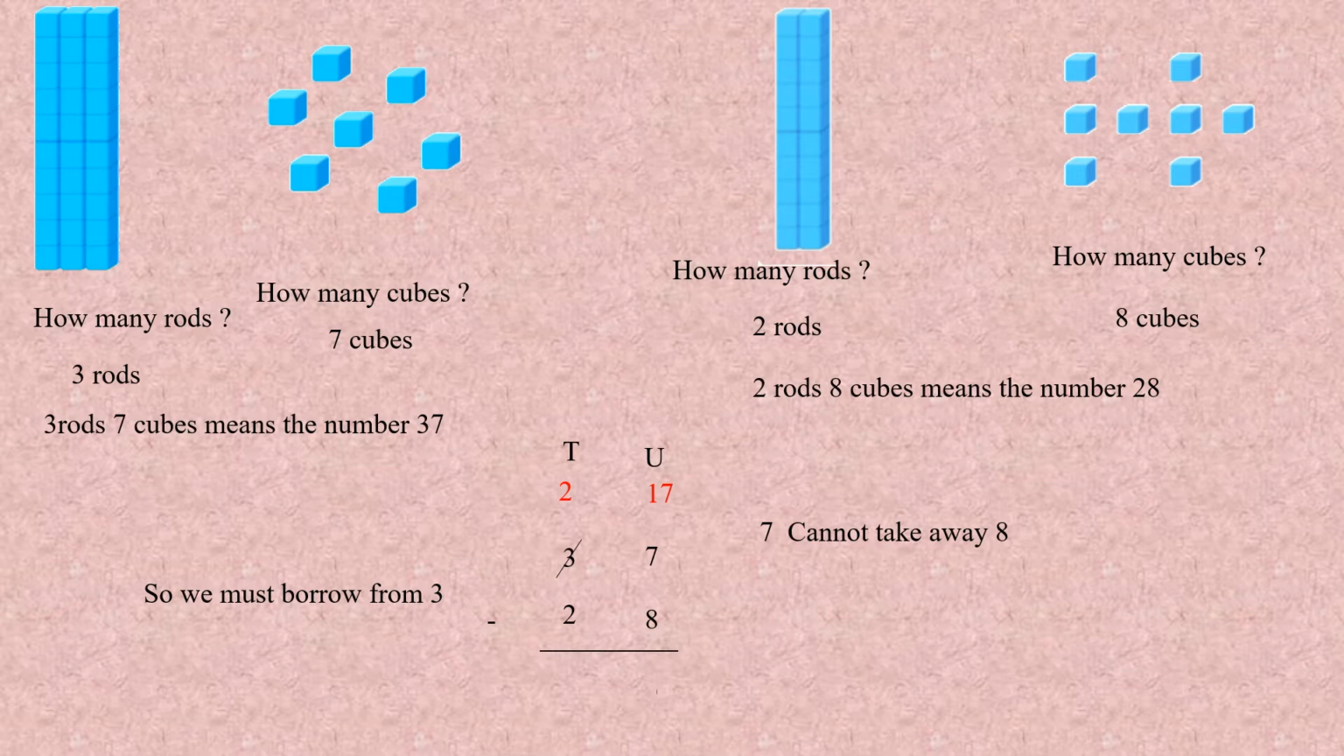Now, can I remove 8 from the number 17? Yes. Now I can subtract. 17 minus 8 gives me 9. And 2 minus 2, 0. So the answer is 9. 37 minus 28 is 9.